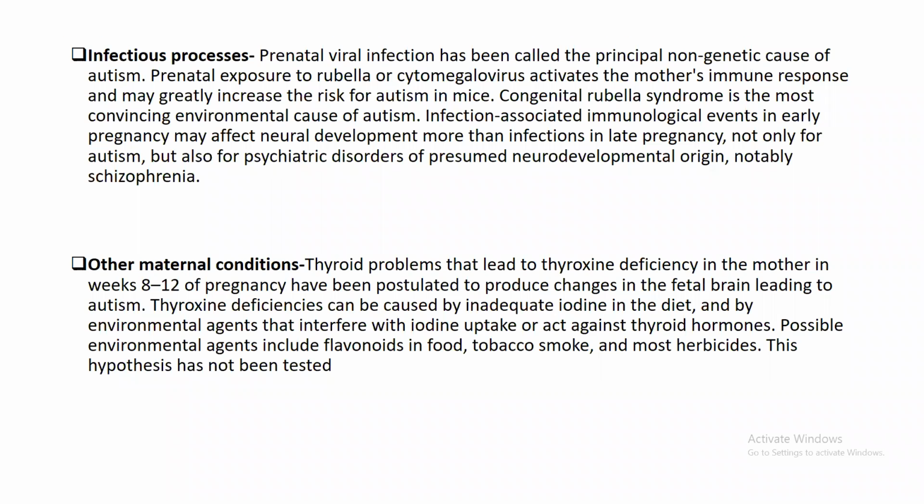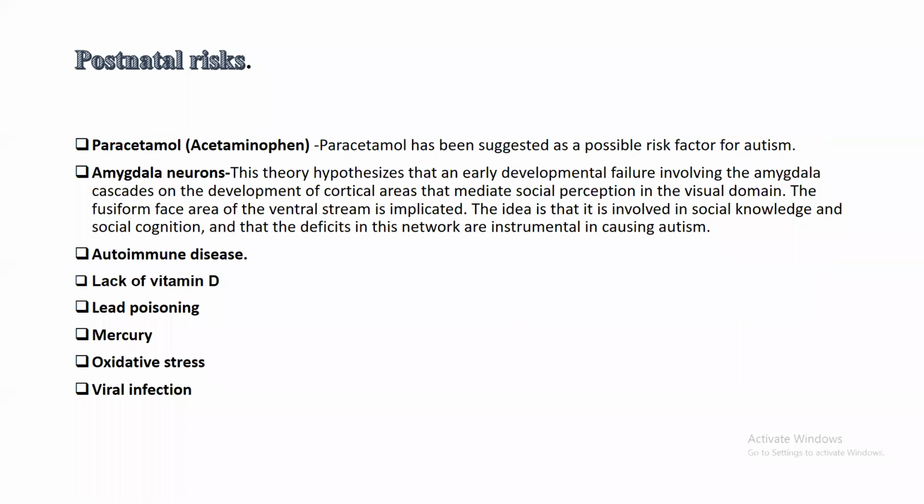Other maternal conditions, such as thyroid problems that lead to thyroxine deficiency in the mother in weeks 8 to 12 of pregnancy, have been postulated to produce changes in the fate of the brain leading to autism. Thyroxine deficiency can be caused by inadequate iodine in the diet and by environmental agents that interfere with iodine uptake or act against thyroid hormones. Possible environmental agents include flavonoids in food, tobacco smoke, and most herbicides. This hypothesis has not been tested, but is included here.